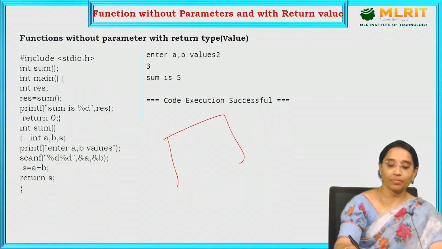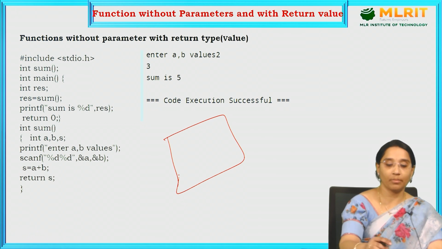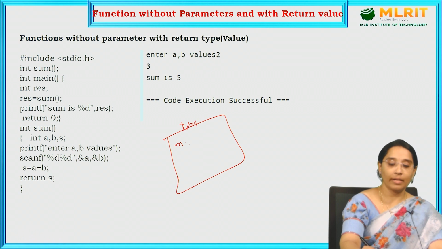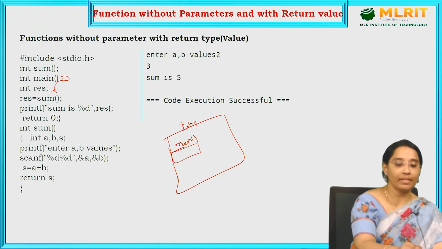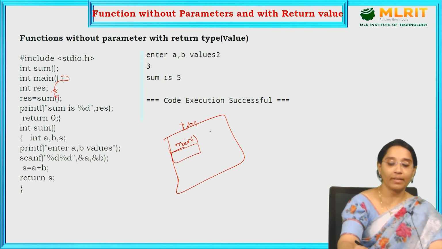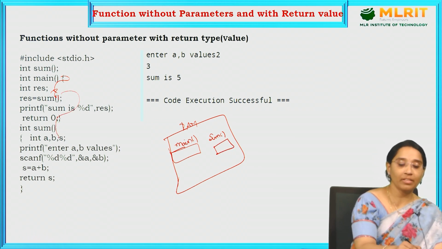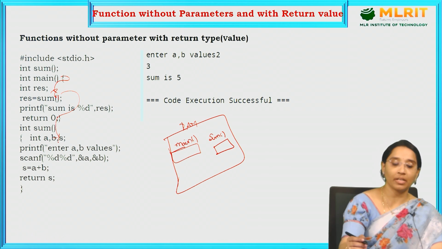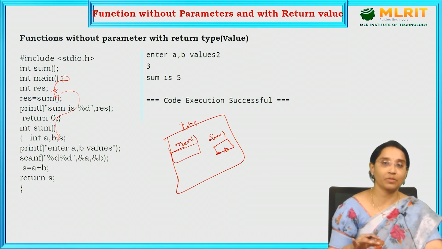So how will memory be allocated for this program? Suppose imagine this is your memory, RAM. First, the main function is allocated some memory. After that, there is one more calling function, that is sum. For sum also memory will be allocated, and whenever the control comes to the function definition, there are two variables a and b, so a and b will be allocated some space in the memory.